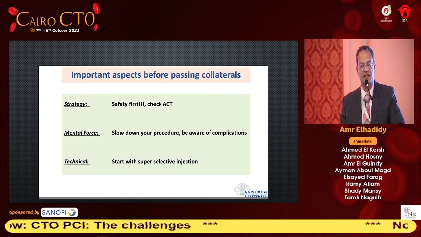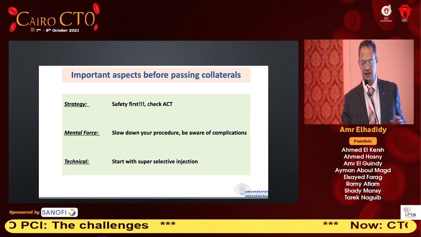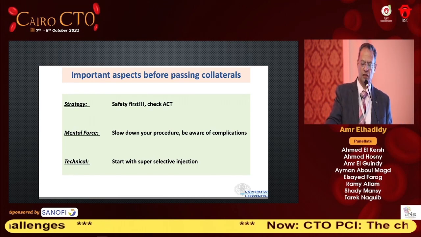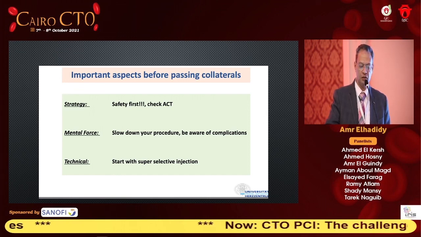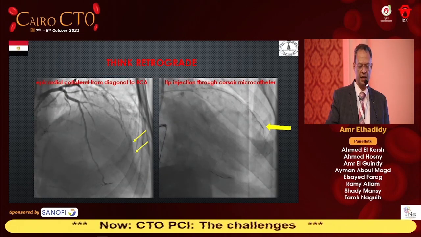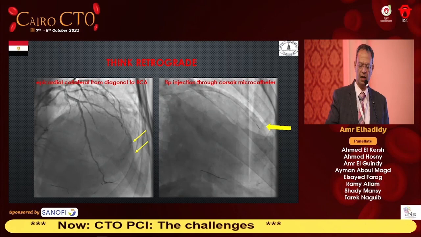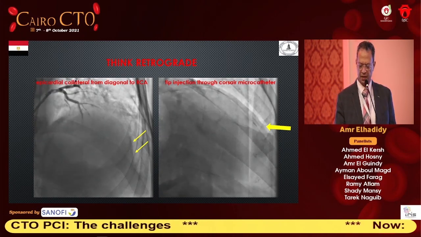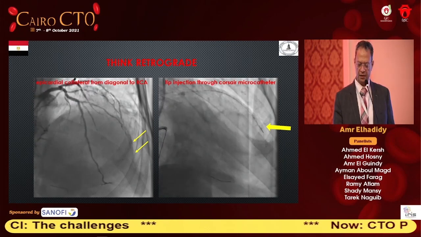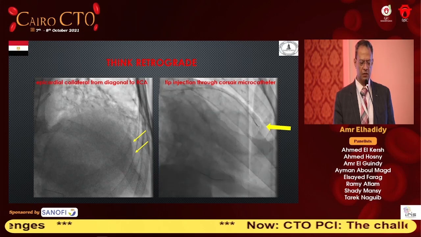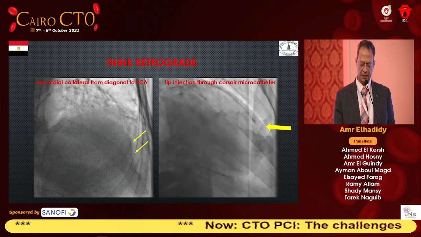You need the strategy first: safety first, check ACT, and the important thing is the mental focus. You need to slow down your procedure, be aware of complications, and start with super selective injections. So to analyze this collateral, we give a microcatheter tip injection through the Corsair microcatheter, as you see at the yellow arrow on the right. And you'll see this is the diagonal. It gives the epicardial collaterals to the RCA.